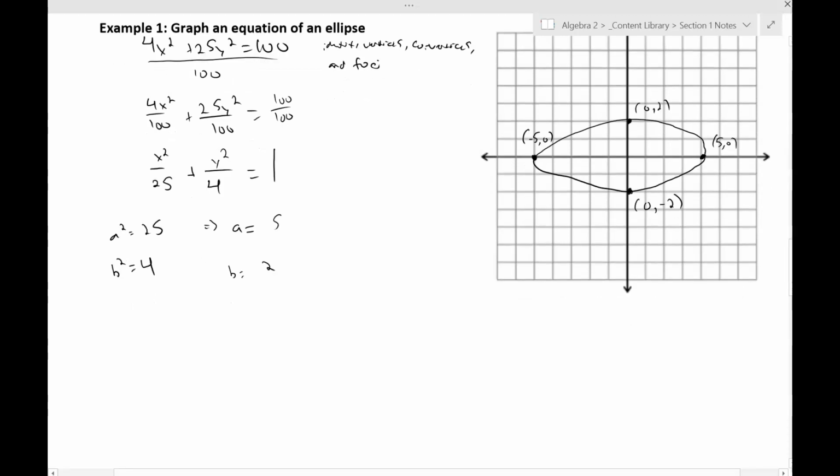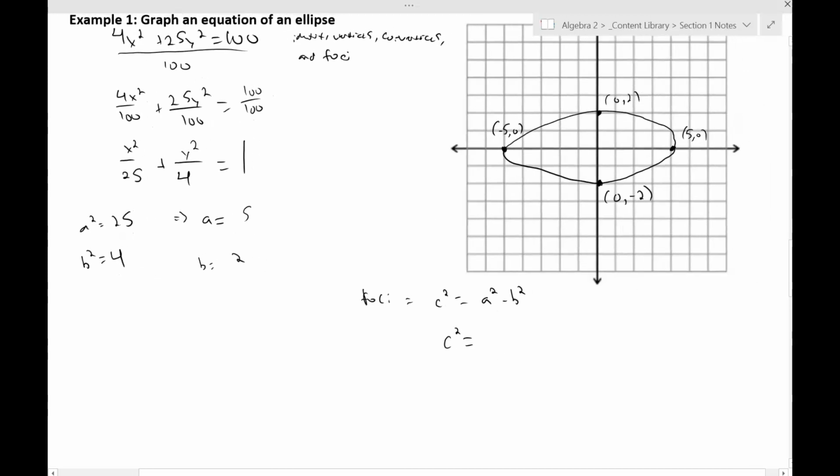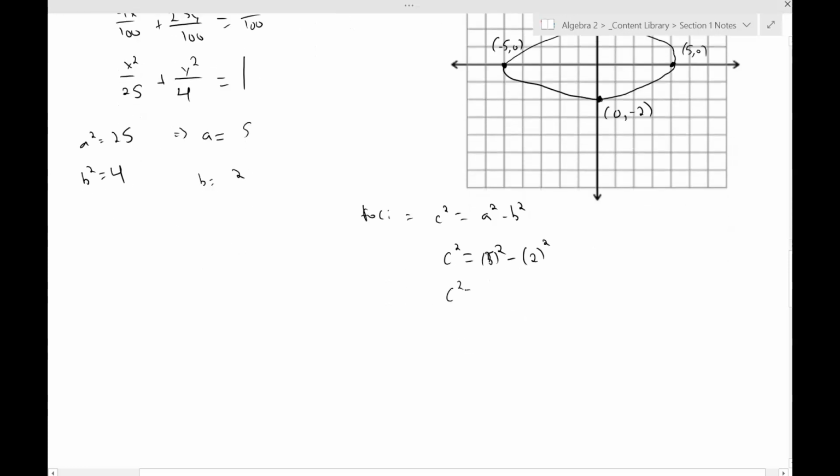And our foci, remember from above that formula that kind of looks like the Pythagorean theorem? Our foci is found by c squared equals a squared minus b squared. So c squared, our foci distance, is going to be equal to a squared, well, our a value is 5, so 5 squared minus b squared, which is 2 squared. So this just becomes c squared equals, well, this is going to be 21.